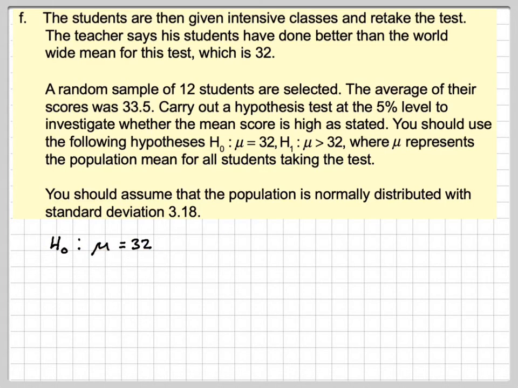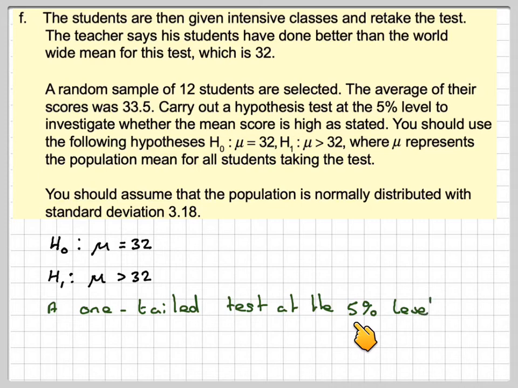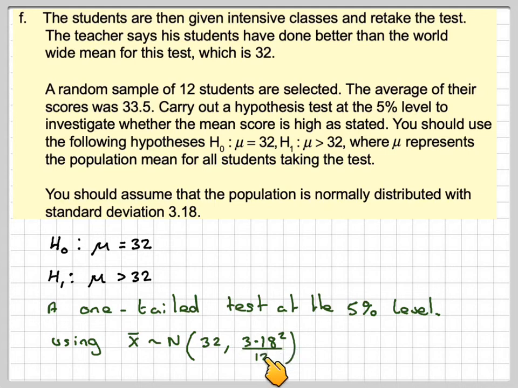H0, mu is 32. H1, mu is greater than 32. It's a one-tailed test. You need to state that at the 5% level. And we're going to use the distribution that X bar is normally distributed with mean 32 and variance 3.18 squared over n, with n students being selected in this case, which is 12.